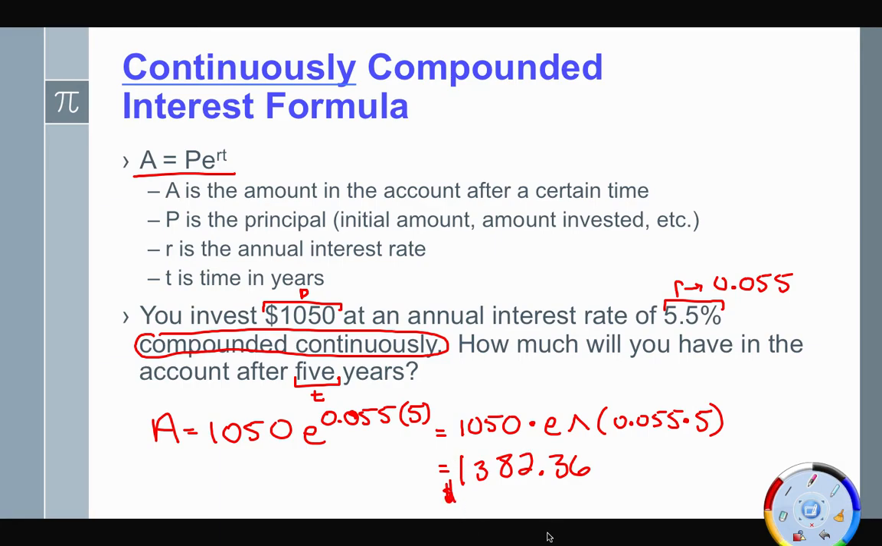And that should make a little bit of sense. You started with 1,000, now you have 1,300. So your money has gone up over 5 years because it's increasing by 5.5%. Okay, so again, the big important piece is to look for the statement compounded continuously.